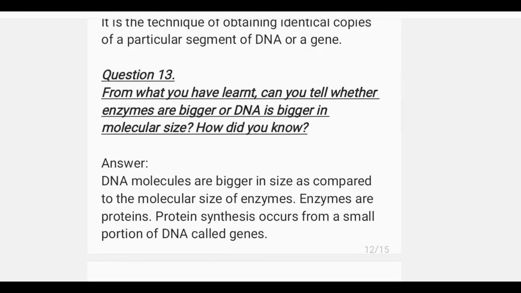Question 13. From what you have learned, can you tell whether enzymes or DNA are bigger in molecular size, and how did you know? The answer is, DNA molecules are bigger in size as compared to the size of enzymes because the enzymes are proteins, and protein synthesis occurs from a small portion of DNA called genes.